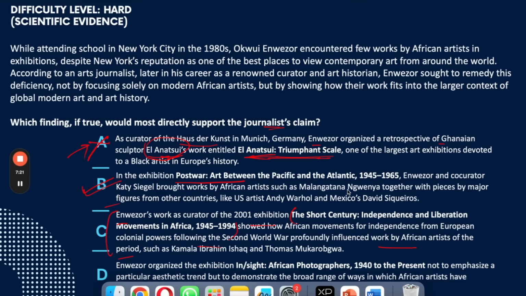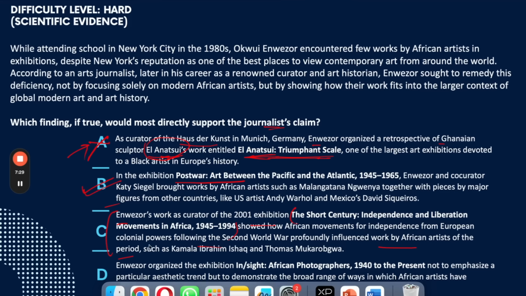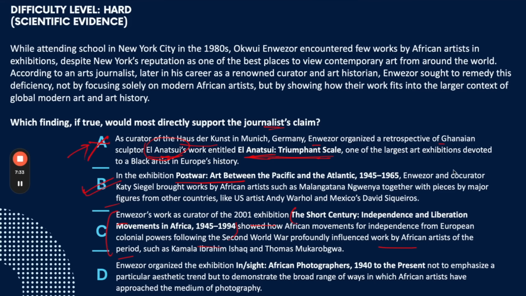This option is basically focused on an exhibition that explored the influence of African independence and liberation movements from a certain period to another period. It specifically highlights how these historical movements shaped the work of African artists. It is about African art within the context of African political history rather than its place in global art history. So this is also out.